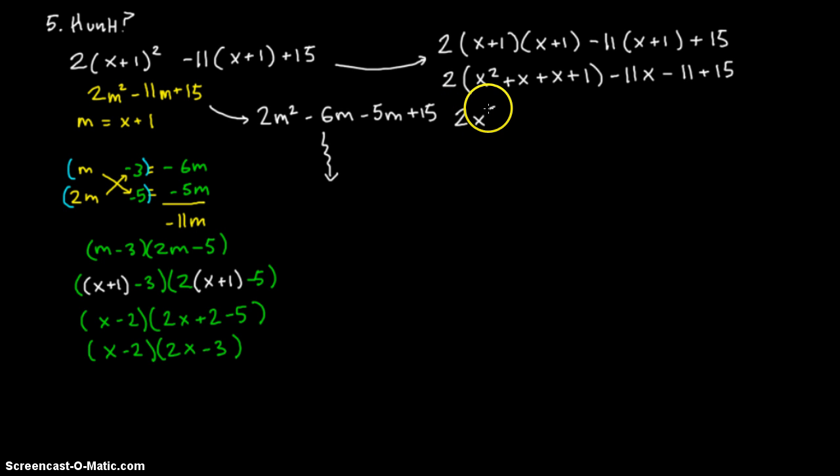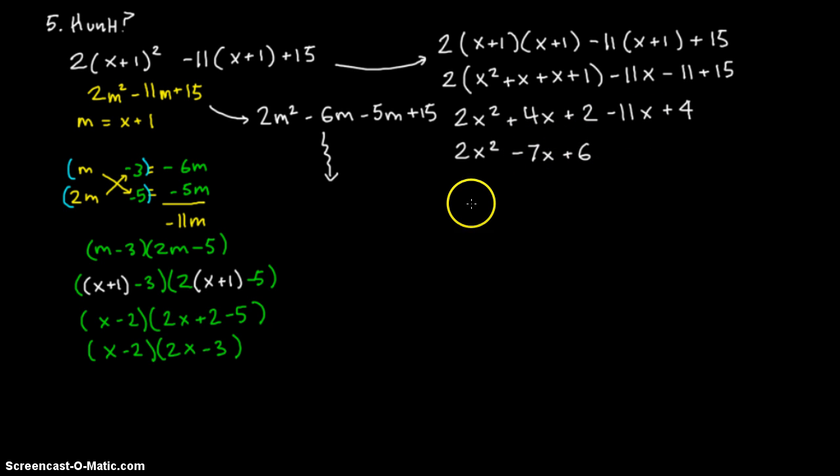So I got 2x squared plus, that's 2x times 2, so that's 4x plus 1 times 2 plus 2, minus 11x minus minus 11 plus 15. What is that? That's actually plus 4. So here's my 2x squared, plus 4 minus 11, so that's not a plus anymore. That's going to be a minus 7x, and then 4 plus 2 plus 6. And then I would have to figure out a way of solving this equation, and go through all the trouble once again.